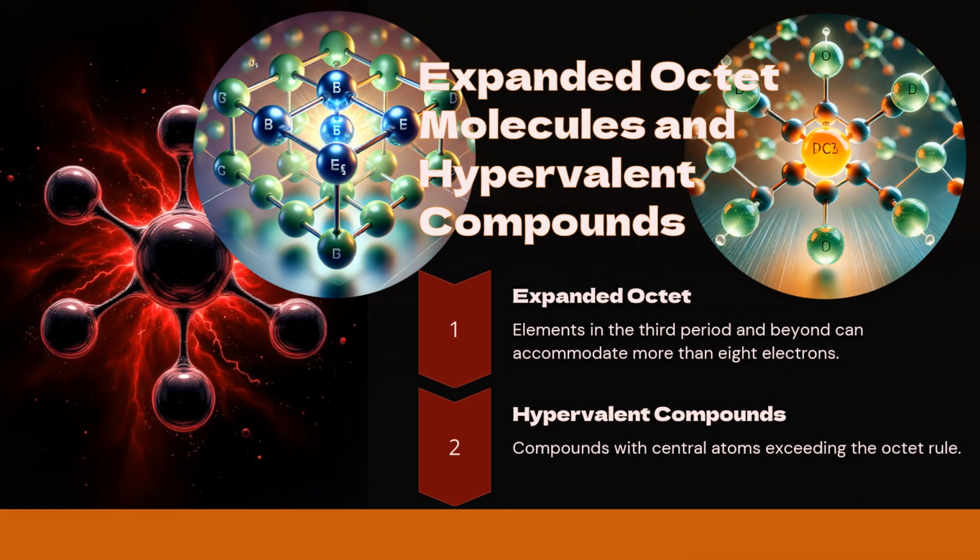Expanded octet. Elements in the third period and beyond, like sulfur in SF6, can accommodate more than 8 electrons. Finally, let's explore hypervalent compounds, those with central atoms exceeding the octet rule. Examples include sulfur hexafluoride, SF6, and phosphorus pentachloride, PCl5.